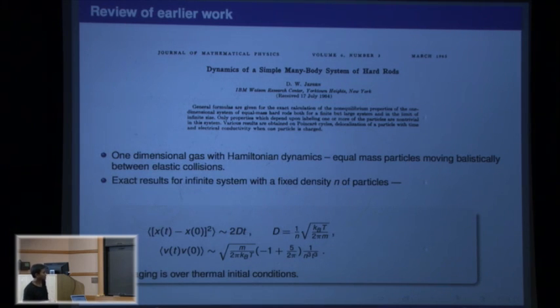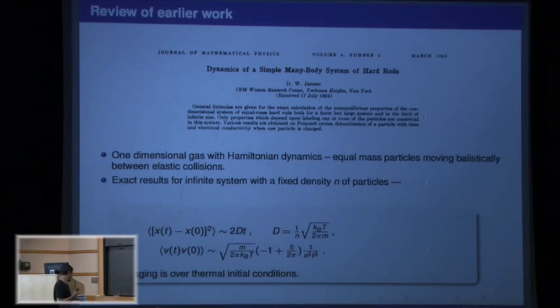For an infinite system, what you get is that the mean square deviation goes as t, so it's diffusive motion, and the diffusion constant is exactly given by this. This is kBT, the temperature, and this is the mass of the particles and the density of particles. The velocity autocorrelation function has this form. At large times it's negative, and goes to 0 as 1 by t cubed. This is an integrable model, because when the particles collide, they basically go through each other. So you can find n constants of motion, and that's the reason you can solve it exactly.